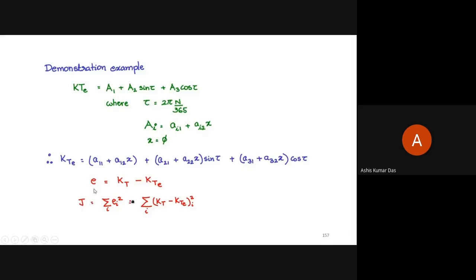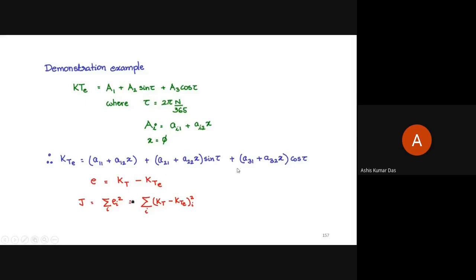J is mainly the square of the error between this and this. So our aim is to minimize the square error, the minimum square error. For that, to get the minimization, we have to differentiate J with respect to the coefficients a11, a12, a21, a22, a31, and a32 individually.